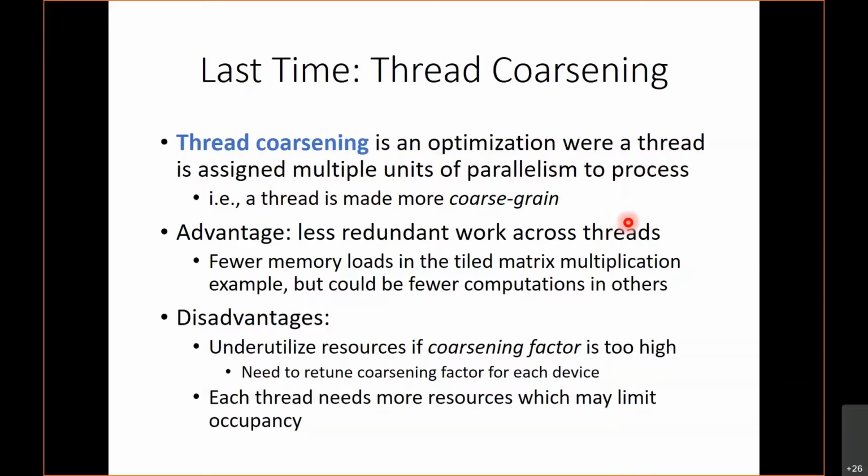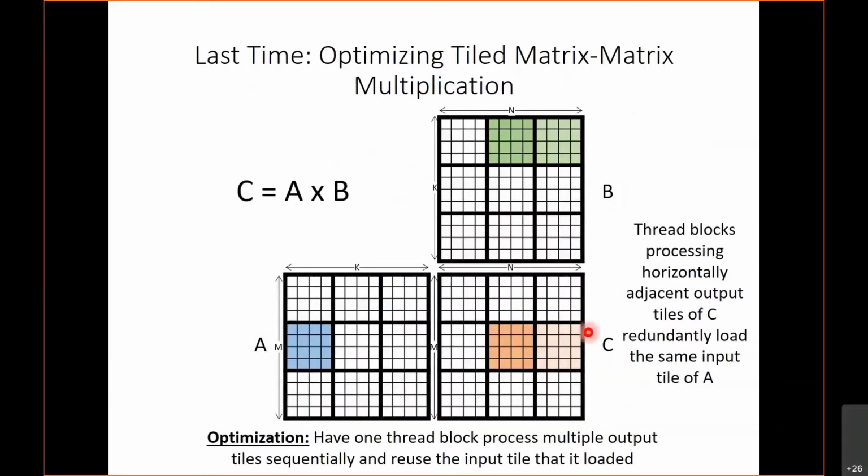An example we gave is with tiled matrix multiplication. We saw how different thread blocks that are processing different output tiles might be loading the same input tile. So here, the thread block assigned to the dark orange output tile and the other thread block assigned to the light orange output tile both read the same blue input tile. Now, if these two thread blocks are going to be running in parallel, then fine, this redundancy is a price that we pay in order for us to get parallelism.